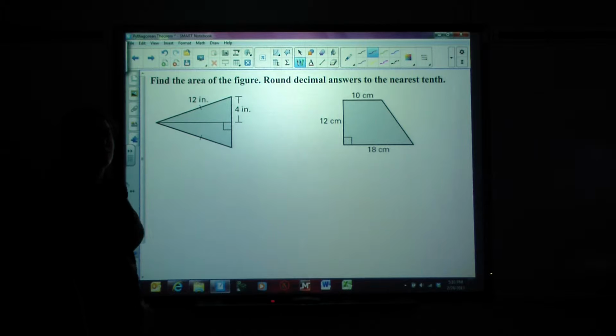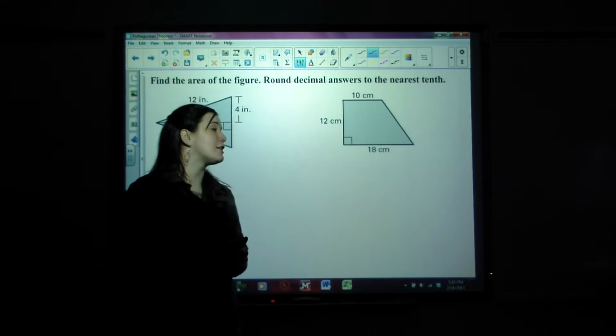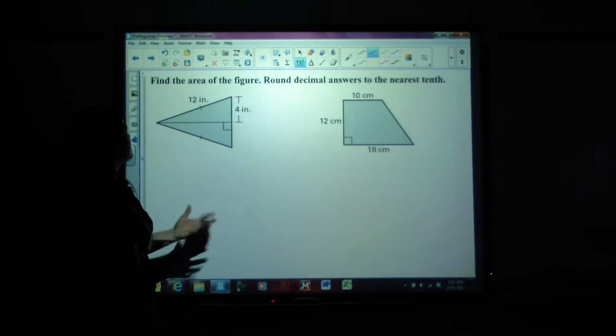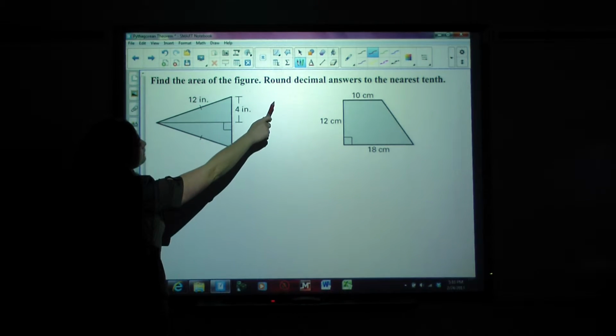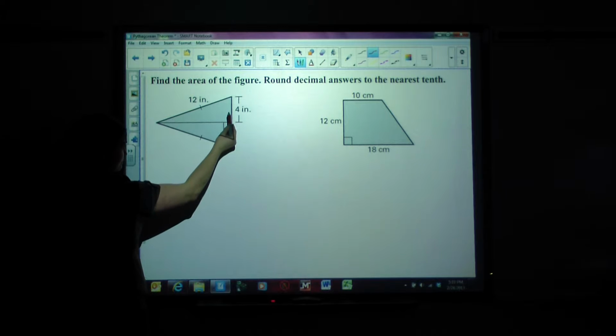Now, a couple other things you can do with Pythagorean theorem. There are word problems that involve it, but there are also area problems. Here's an example. It says find the area of each figure, round your decimal to the nearest tenth if you need to. So, here we go.